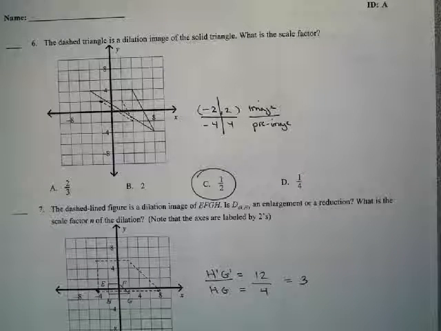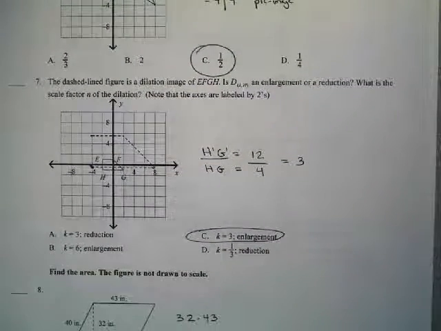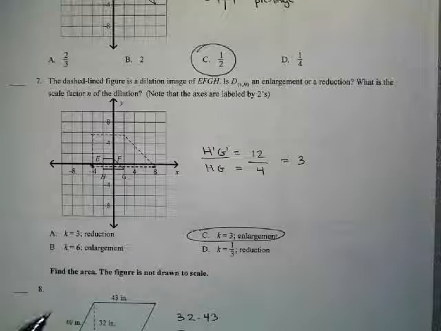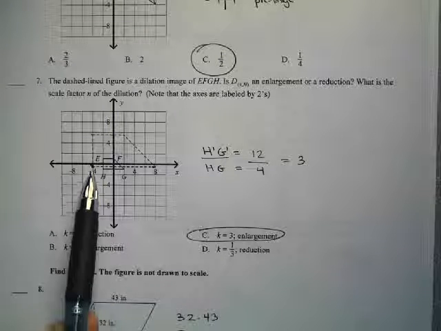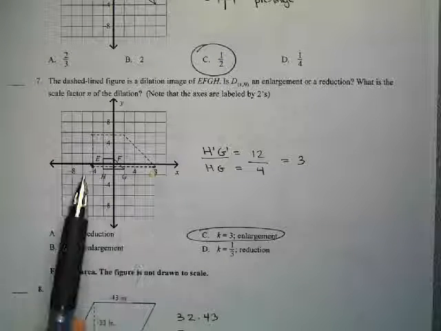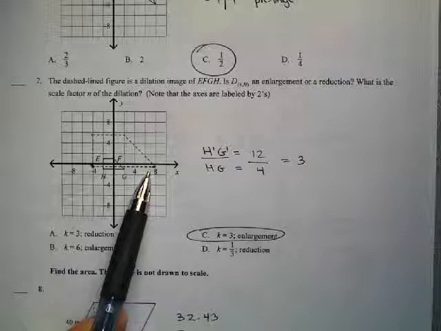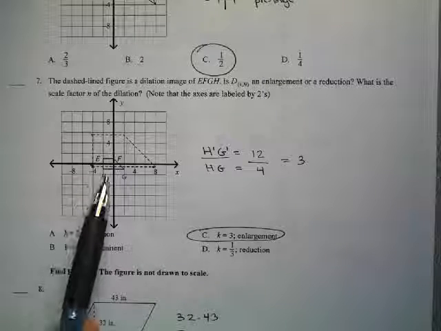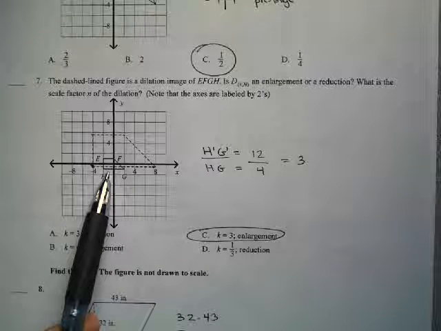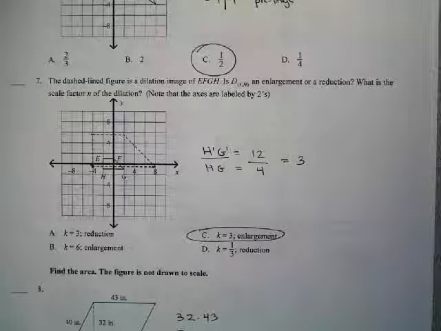For number 7, again, I think the easiest way to do this, instead of necessarily using the coordinates, is you can take a length of a side. So the image from H to G, if we count 2, 4, 6, 8, 10, 12, is 12 units long. The pre-image was only 4 units long, from H to G, 2, 4. So if we write 12 over 4, the scale factor is 3 because it was enlarged.